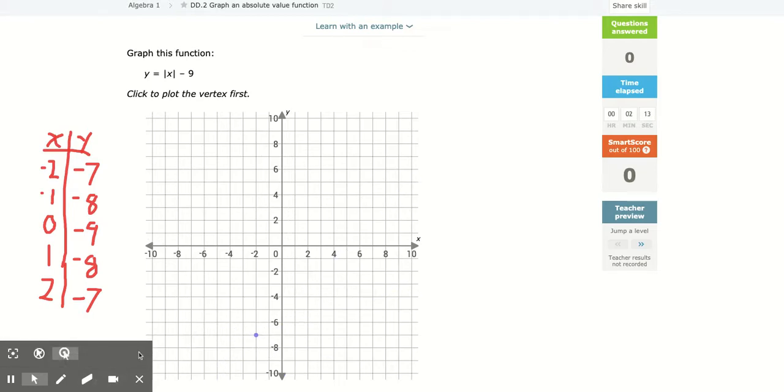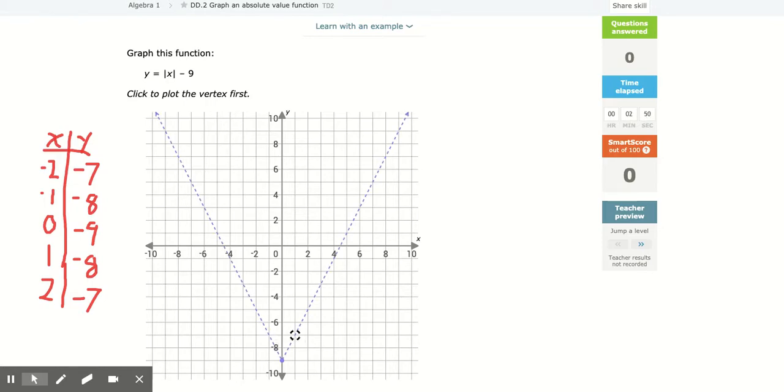Oh, it says plot the vertex first. My mistake there. So I'm going to undo what I did here because it's expecting me to start with the vertex, which is this point. The one where it hits its minimum is called the vertex. So I'm going to start there at 0, -9. And then I'm going to plot, and it actually does a lot of the work for me. Even though I've made this whole chart, I only really need one more point, and then it's going to go straight line each way.